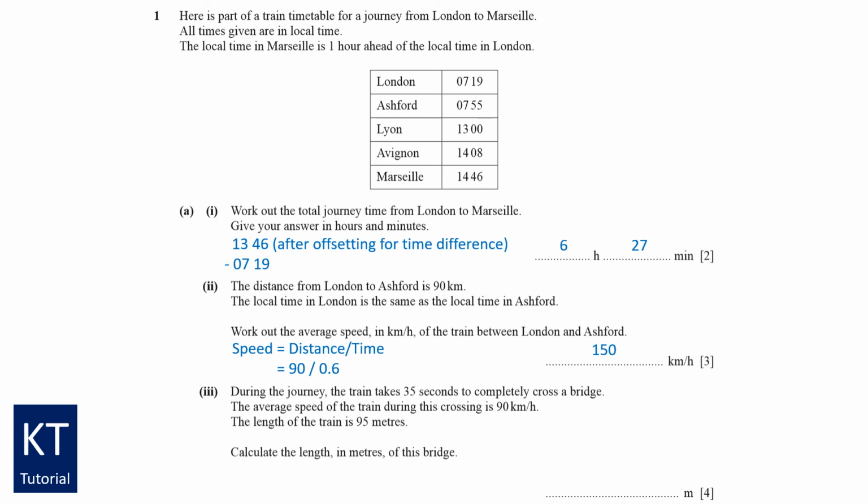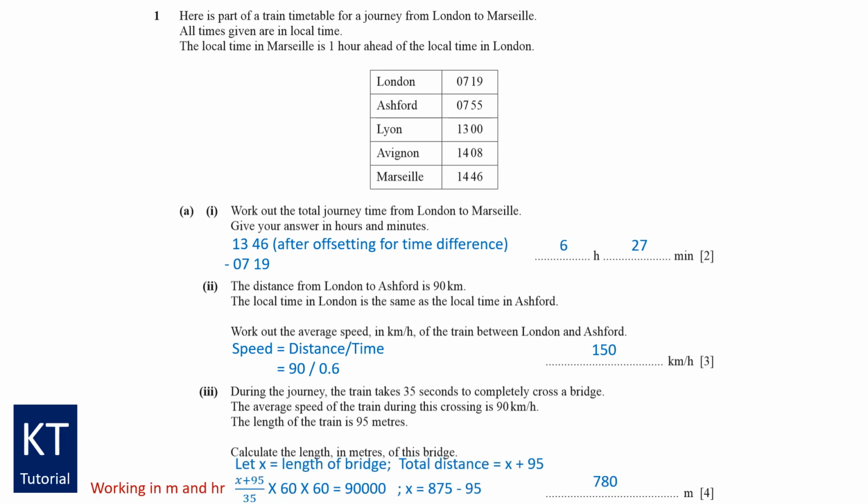Next, during the journey, the train takes 35 seconds to completely cross a bridge. The average speed of the train during this crossing is 90 kilometers per hour. The length of the train is 95 meters. Calculate the length in meters of this bridge.